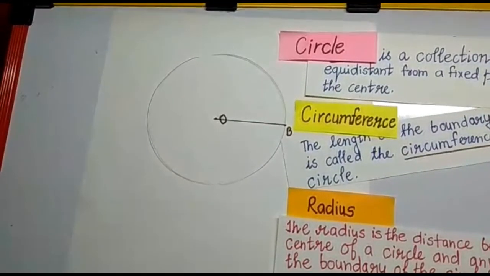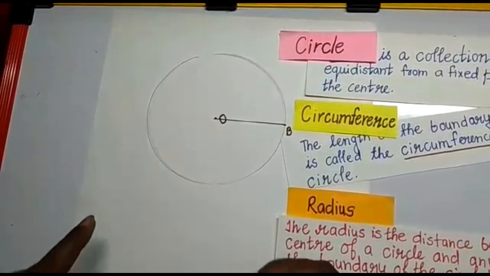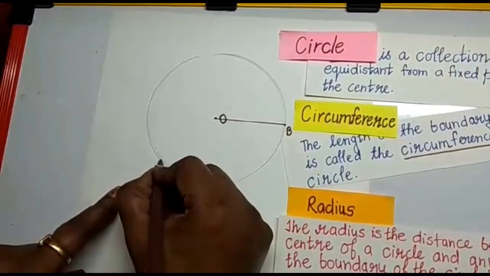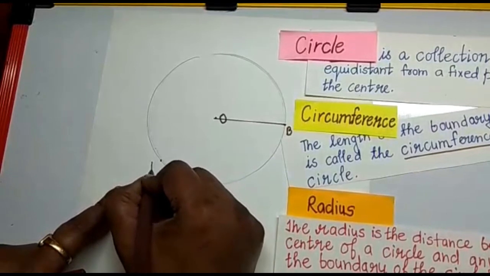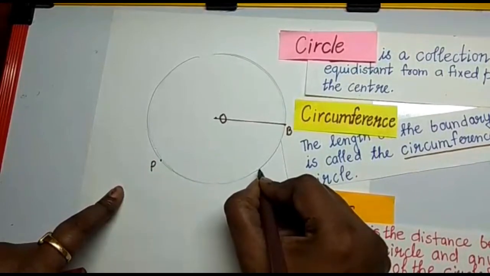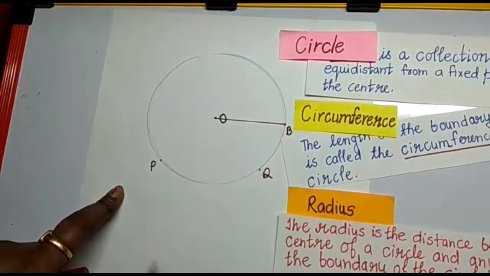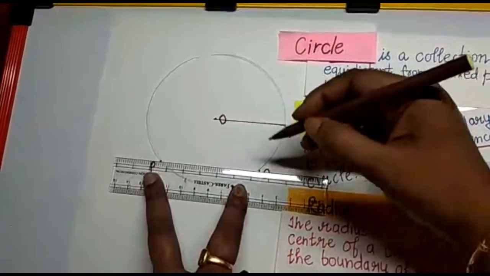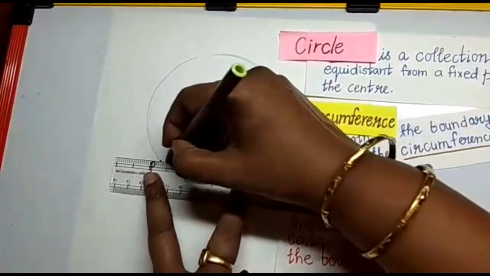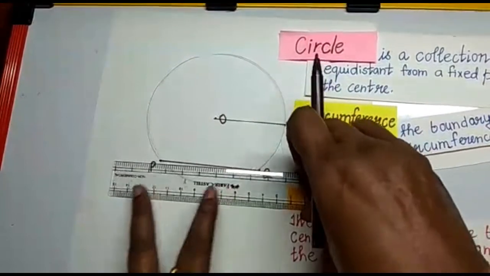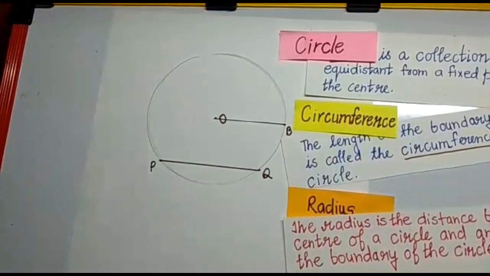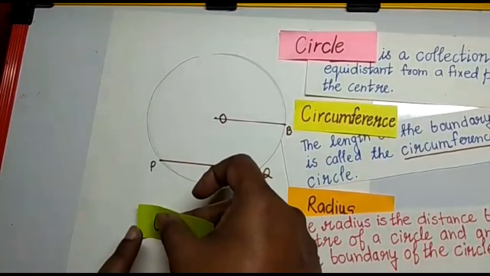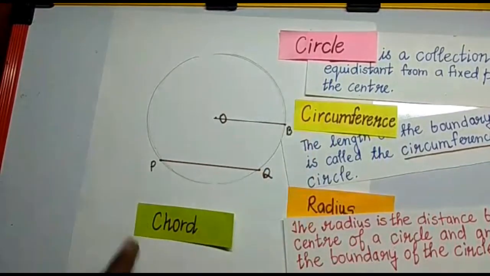Students, if we take any 2 points on the boundary, let's say here we have taken point P and here we have taken point Q, and we join these 2 points with the help of a ruler, we will get line segment PQ. So line segment PQ is a chord of the circle. There are infinite chords in this circle.